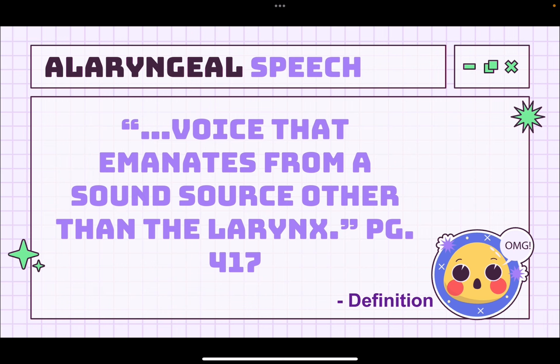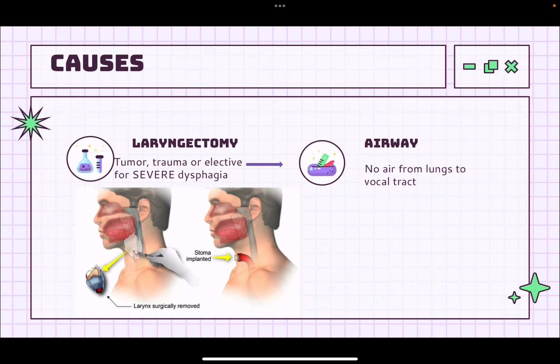So alaryngeal speech basically just means that your voice is coming from a source other than your larynx. There's a reason why this would happen, and for a lot of the patients that we're going to see, this is because of a laryngectomy. So patients might have a laryngectomy for multiple reasons. A couple of them are listed here on the slide, but what you can see is here's where the larynx was, and it's being taken out. And so now they're no longer able to produce their voice from the larynx. And so what you'll see is this stoma gets implanted. And so this is where the voice is going to come from moving forward.